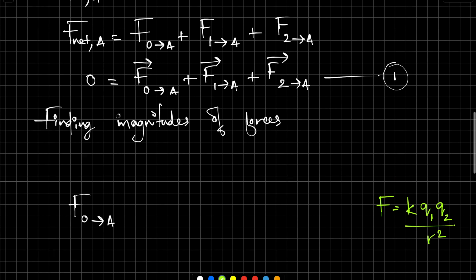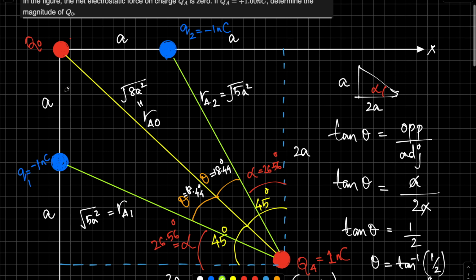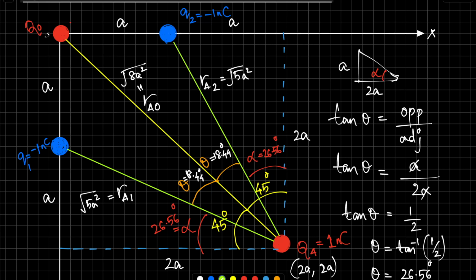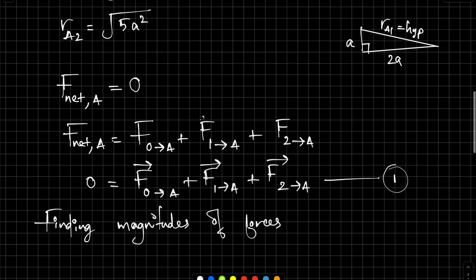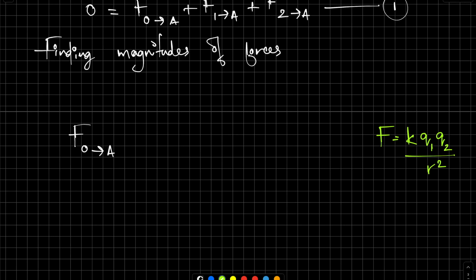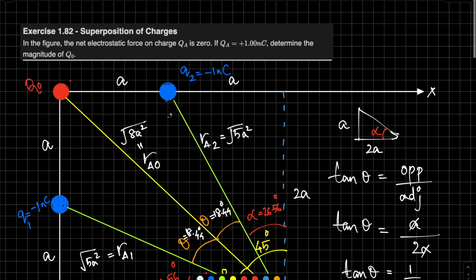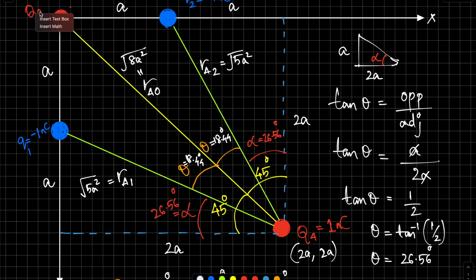In our problem, these are the two charges, Q0 and QA. So the force between them will be equal to K, Coulomb's constant, times Q0, the next charge is QA, divided by the distance between charge 0 and charge A squared. The distance between charge 0 and charge A is RA0.